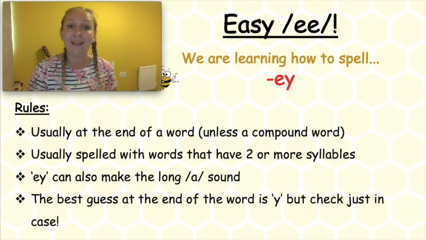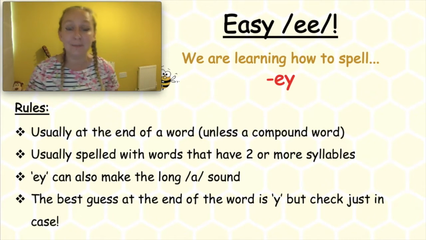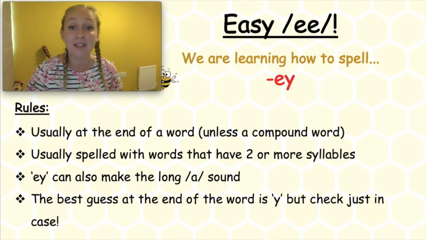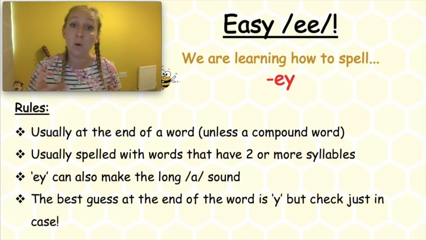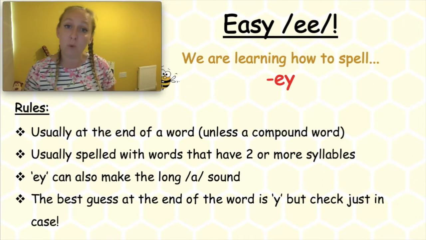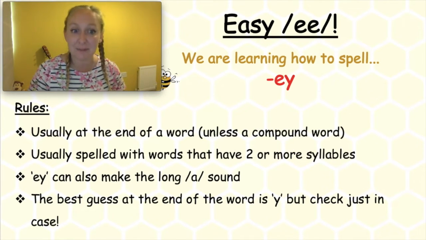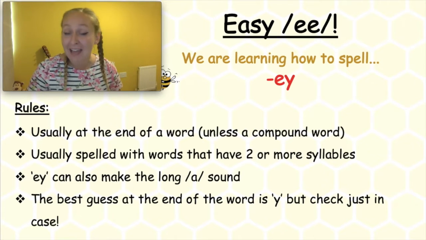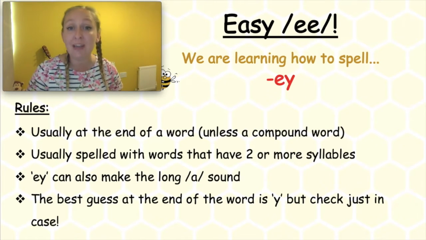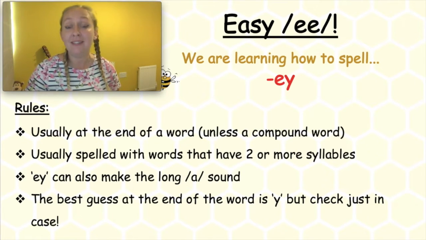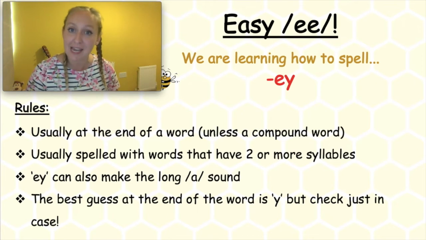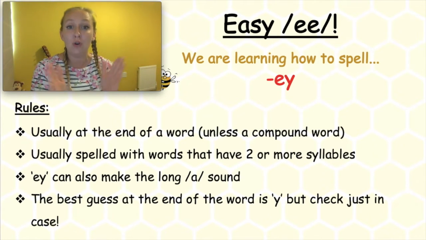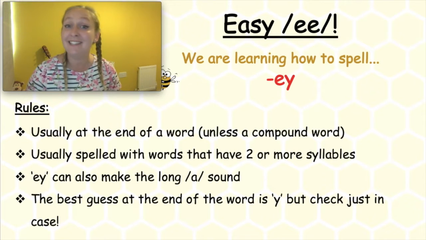So for example, key, K, E, Y, the E sound is at the end of the word. However, if we wanted to add on board to make keyboard, then that's where it gets a little bit different. When we use the EY for the long E sound, it's usually in words that have 2 or more syllables. And remember, a syllable is how many beats you can hear in the word. For example, donkey, money, hockey. There is an exception to this, and that is key.